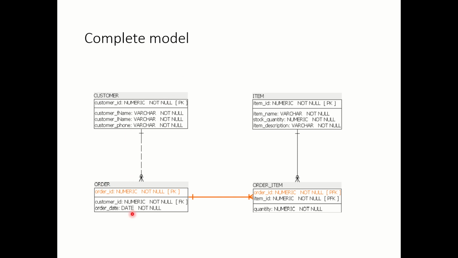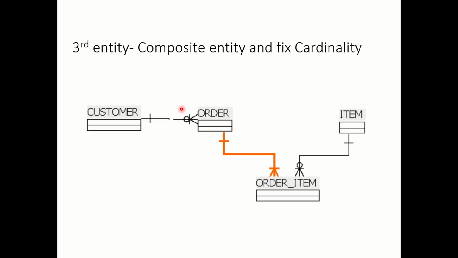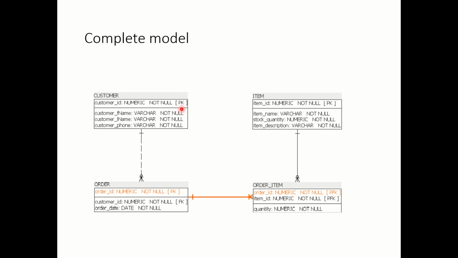When you look at this particular model, it is actually the same model which we have seen, but we have included the attributes. So this is a fully attributed physical model. You will have the customer ID, which is the PK, here the item ID, which is the PK, and here the order ID. When you look at the customer and the order table, the customer ID is added as a foreign key. So this is a non-identifying relationship.